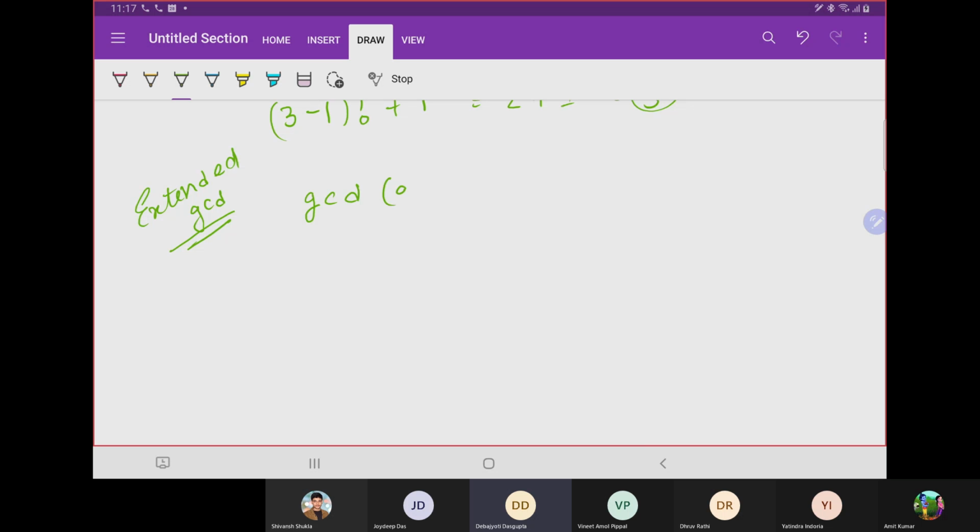So if GCD of A comma B equals G, right? It says that you can write G as Ax plus By. But how can you derive this exactly? The process is not that intuitive, so I will give you an example to demonstrate it.